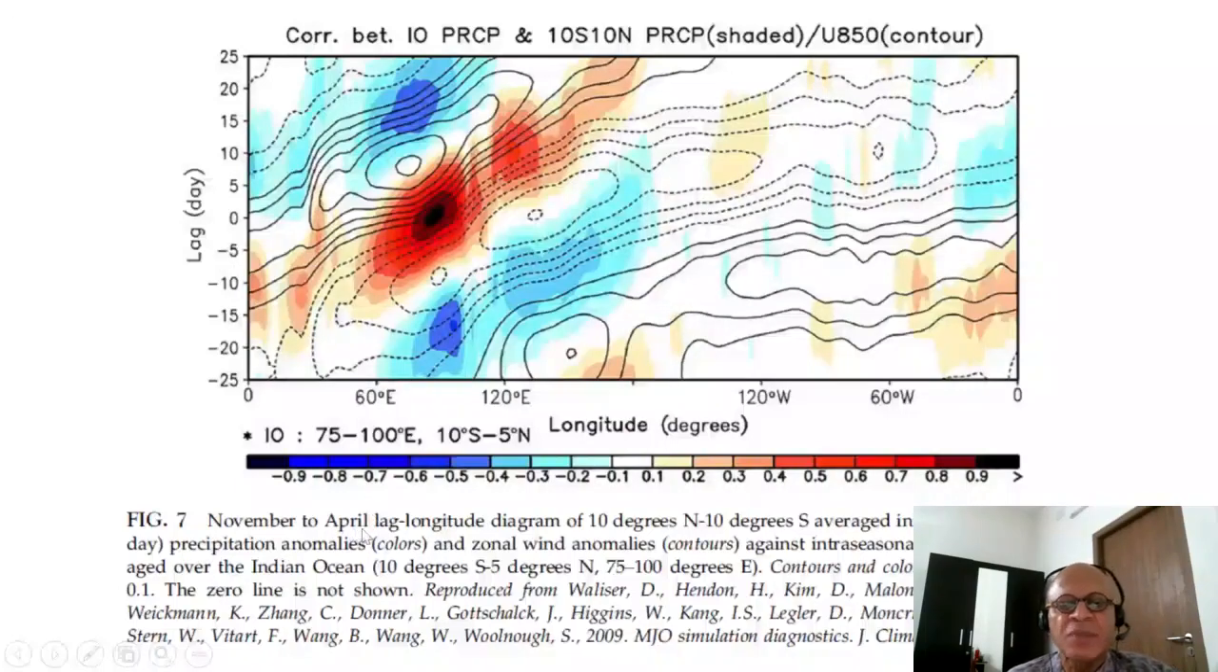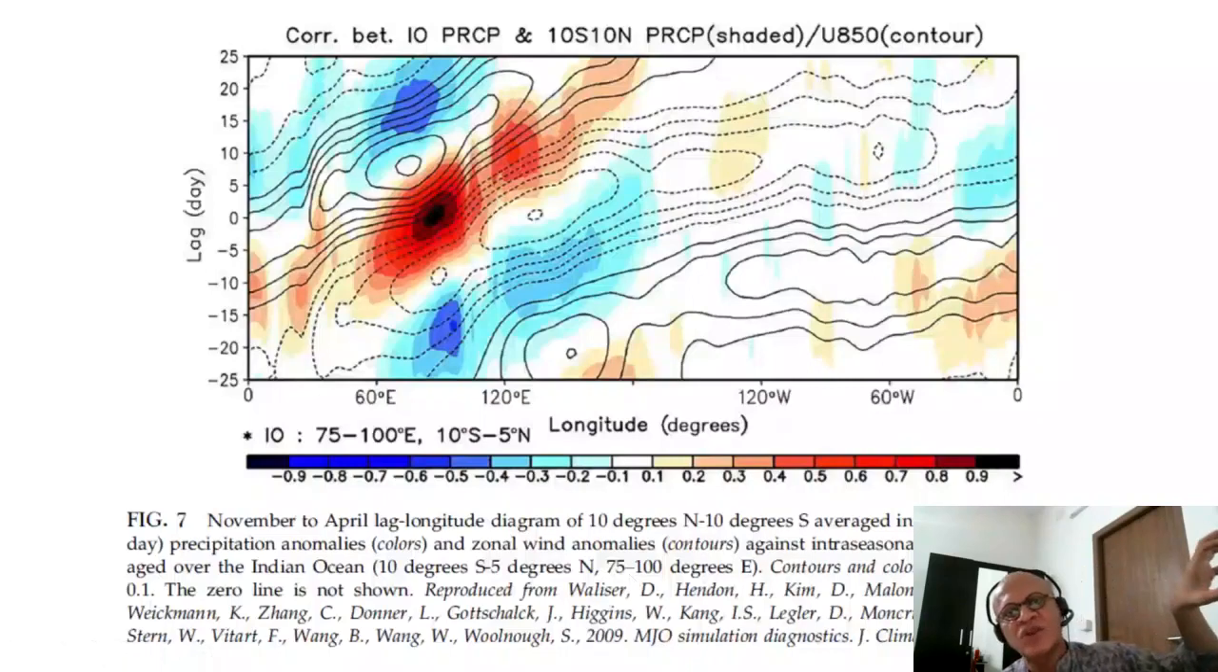Okay, so this is another way to show it, where a base point is used in the Western Indian Ocean. So, November to April lag longitude diagram, so you have lag here from day 0 minus 5 pentads and ahead by 5, lead by 5 pentads. What are we doing? You're taking 10 degree north, 10 degree south averaged intra-seasonal, so that's 20 to 100 day bandpass filtered precipitation anomalies in colors and zonal wind anomalies in contours, against intra-seasonal precipitation averaged over the Indian Ocean, 10 degrees south, 5 degree north, and a longitude band of 75 to 100 degree east.